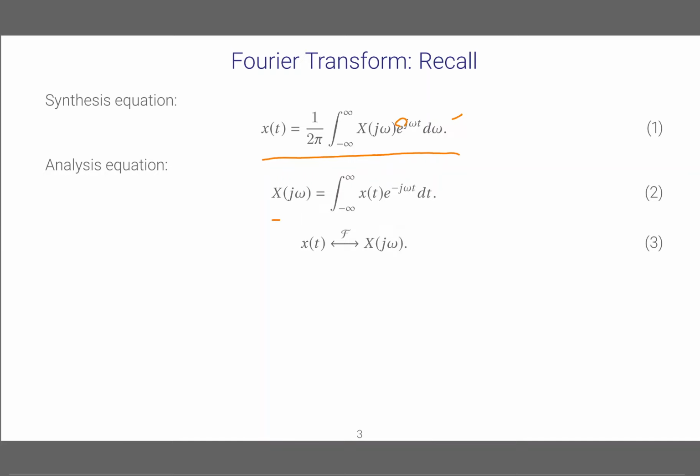Also we have the analysis equation. X(j omega) is the Fourier transform, integral from minus infinity to infinity x(t) e to the power of minus j omega t dt. So when we have to compute the Fourier transform, we use equation number 2. Given the Fourier transform, when we want to reconstruct the signal or do the inverse Fourier transform, we use equation number 1. So we represent this relationship in a compact fashion as x(t) having the Fourier transform capital X(j omega).